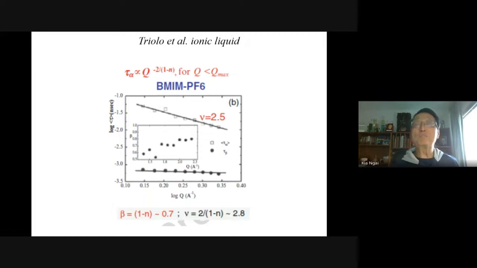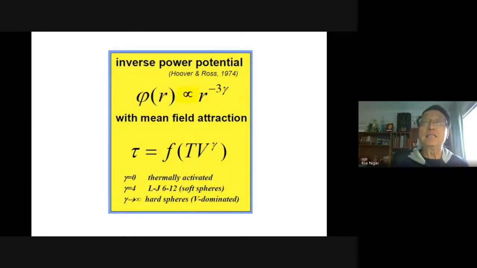The value observed is 2.5, the n value is 0.7, which is also deduced, so it's agreement again. So it's again so-called universal. It's ionic liquid now, so it's no longer the case. So let's talk about another variable, which is TV gamma.